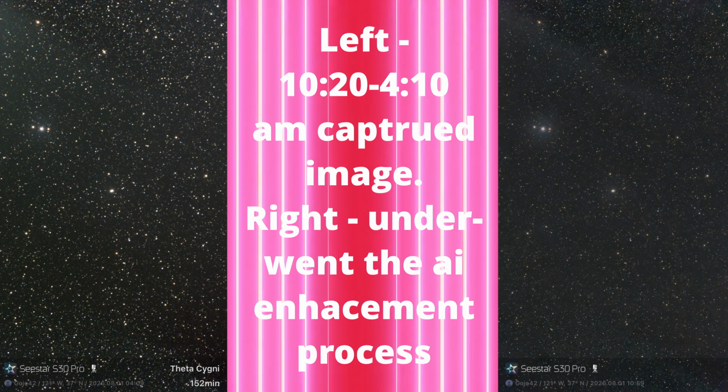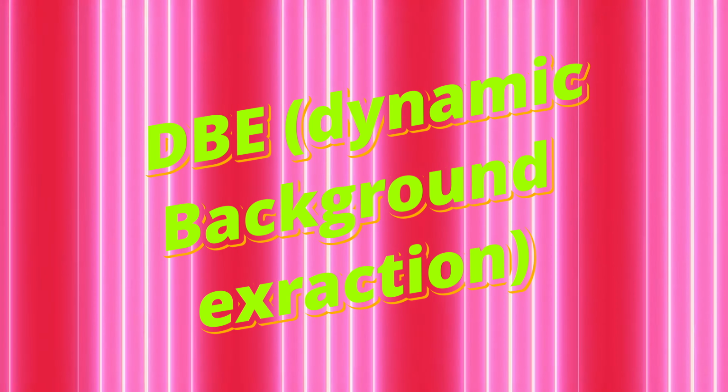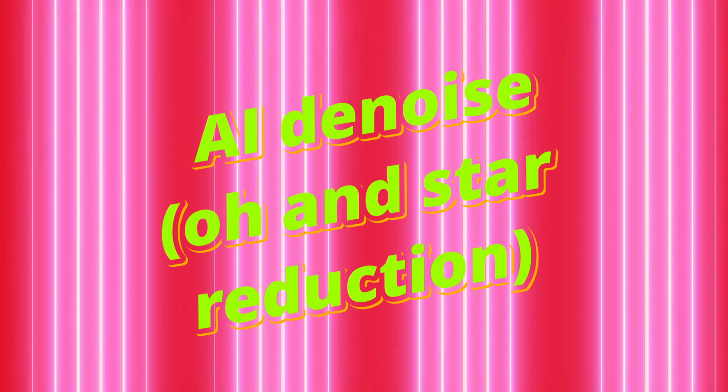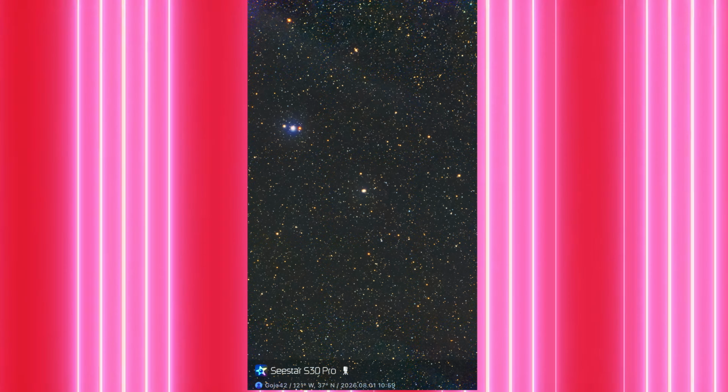I have this AI enhanced image. AI enhanced adjusts the brightness, contrast, saturation. It reduces stars. It applies dynamic background extraction and denoising. Oh, and here's an image I edited in Affinity Photo.